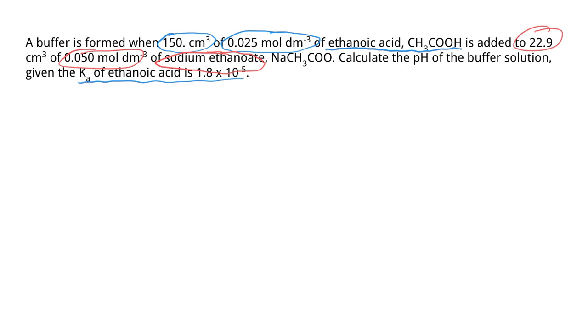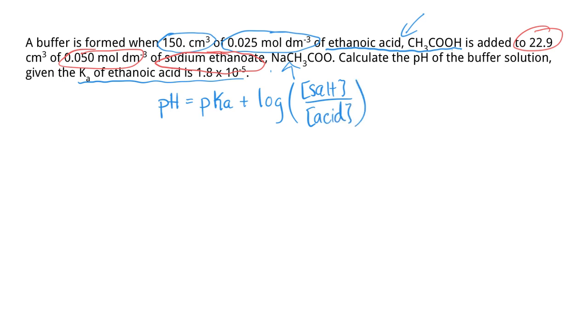So when we're looking at this, we need to recognize weak acid, salt of a weak acid. So this is going to be an acidic buffer, and we're going to use the equation pH is equal to pKa plus the log of the salt concentration divided by the acid concentration. It's pretty easy to come up with a pKa because we have a Ka value here. What's tricky about these questions is coming up with the salt concentration and the acid concentration.